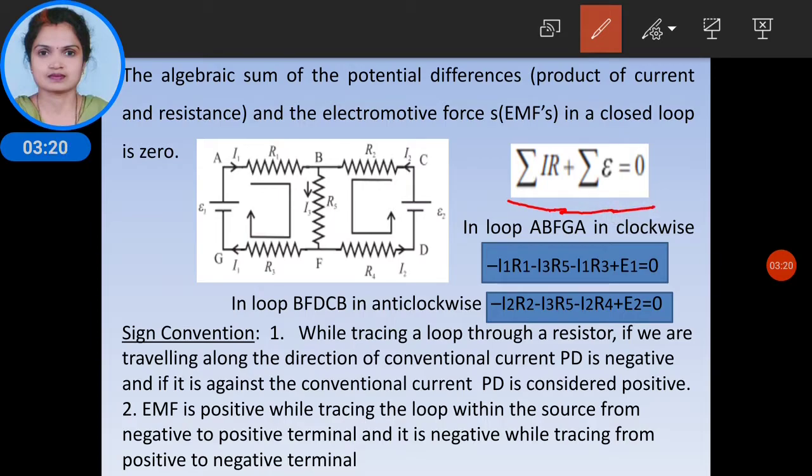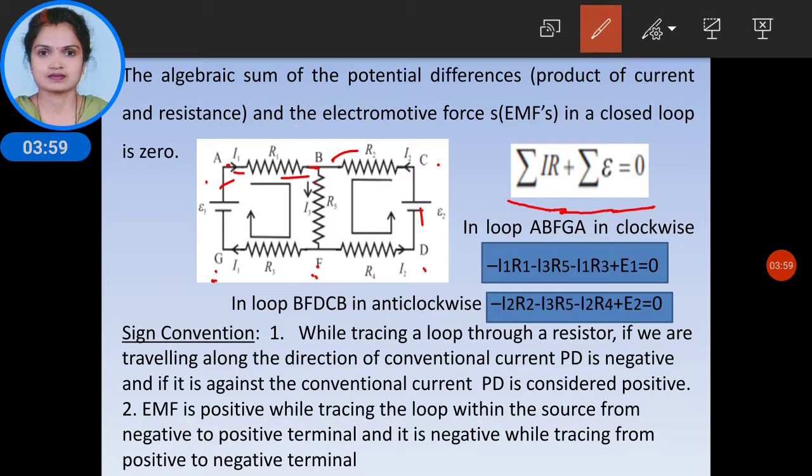Now if you see the circuit diagram, the total diagram is A, B, C, D, F, G and A. This is the first loop. In this loop, we will consider two separate loops, such as A, B, F, G, A, and the second loop as B, C, D, F, B. By taking these two loops, we will go for the first loop A, B, F, G, A in the clockwise direction, and loop B, C, D, F, B in the anticlockwise direction. Now how to take the sign convention here?